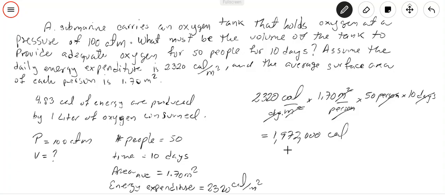So this here is the total number of calories that these 50 people are going to be consuming for 10 days. Now, we're going to find the number of liters of substance that are needed to be able to produce all these calories.